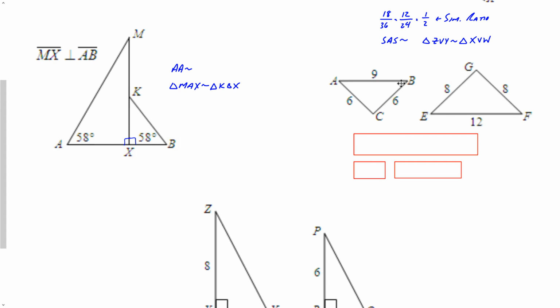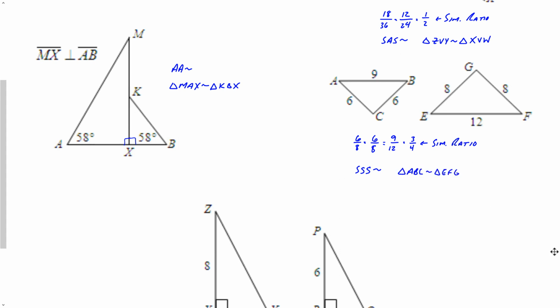What we have to do, since we have all three sides of each, is set up our extended proportion, 6/8, 6/8, and 9/12, and those all reduce to 3/4, so that's our similarity ratio. Since they all reduce to the same ratio, and we're able to find that similarity ratio, all three pairs of sides are proportional, so we're using side similarity for this one. And a similarity statement would be triangle ABC similar to triangle EFG.